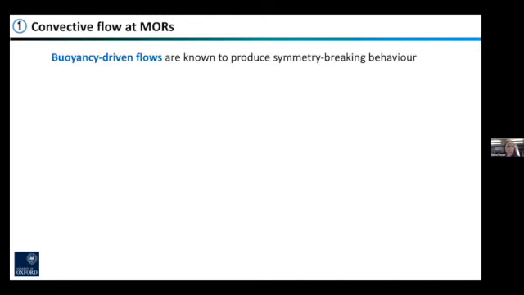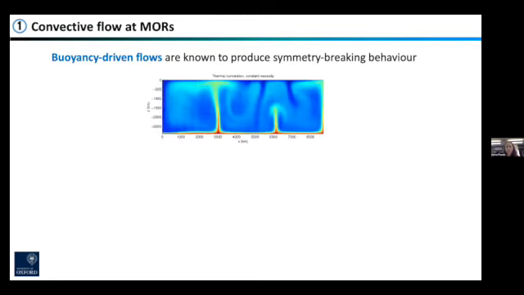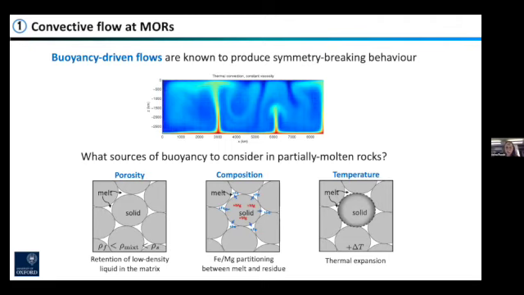And the way we went about it is that, well, we know that buoyancy-driven flows can produce symmetry-breaking behaviors. And the simplest example is the thermal convection case shown here for illustration purposes. But the question is what kind of sources of buoyancy we should consider in partially molten rocks. In addition to the traditional ones of composition and temperature, we also have porosity. And that is because when you have melt in the system, melt is less dense than the solid. Therefore, the bulk mixture is denser than the liquid, but less dense than the solid.